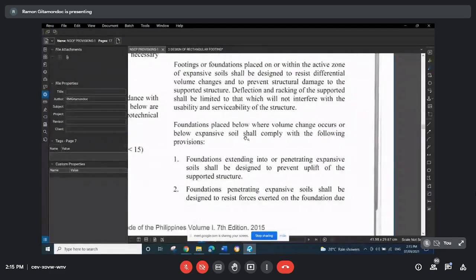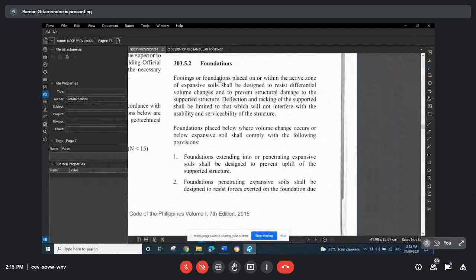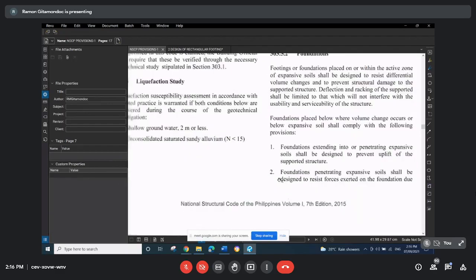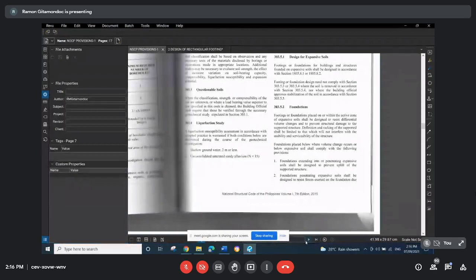Okay, so a footing or foundation placed on or within the active zone of expansive soil shall be designed to resist differential volume changes and to prevent structural damage to the supported structure. So you have to estimate the amount of differential settlement. Foundations extending into or penetrating expansive soil shall be designed to prevent uplift of the supported structure. Okay, so these are some of the things that we need to take into consideration.